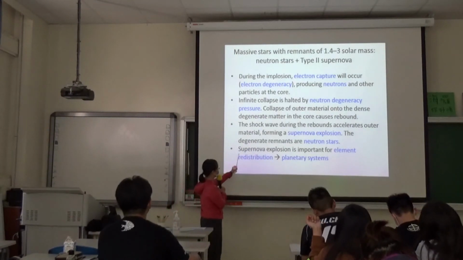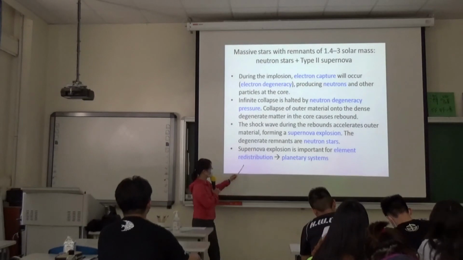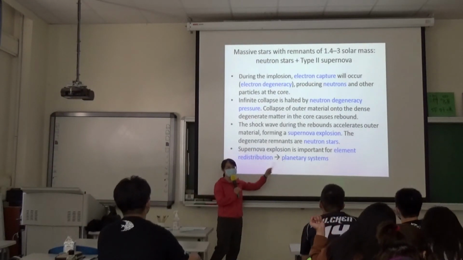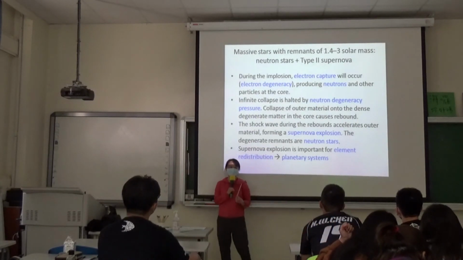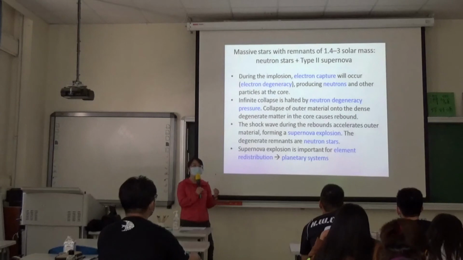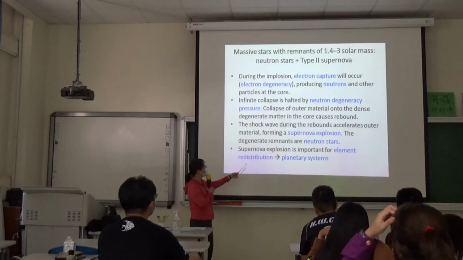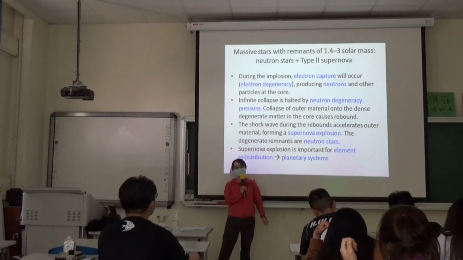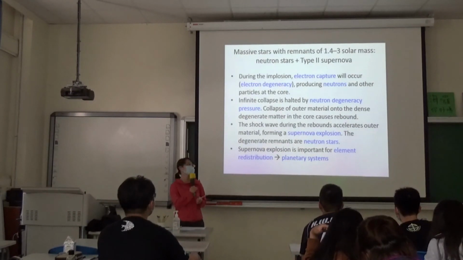So supernova explosion is important for element redistribution and important for our topic next week, which is planetary systems. Because so far we are talking about only stars. We did not talk about planets. But actually supernova explosion is important for planets, not only for heavier elements.